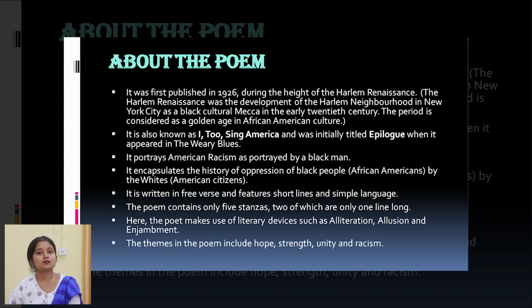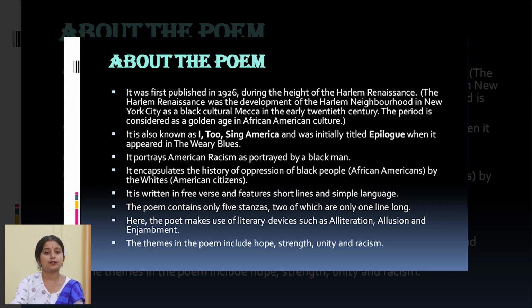The poem contains only 5 stanzas, 2 of which are only 1 line long. Here, the poet makes use of several literary devices, 3 of which are alliteration, allusion, and enjambment. The themes in the poem include hope, strength, unity, and racism.